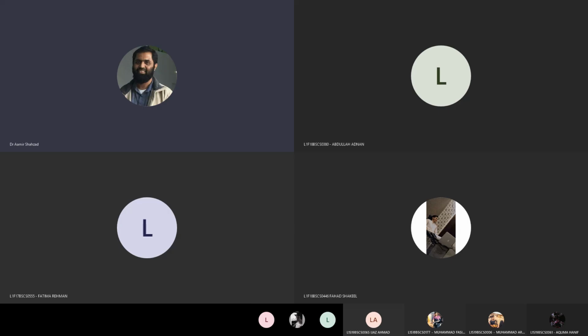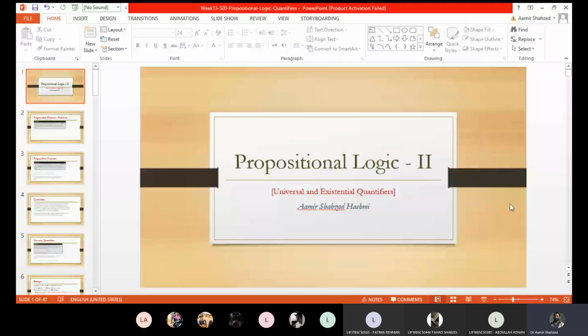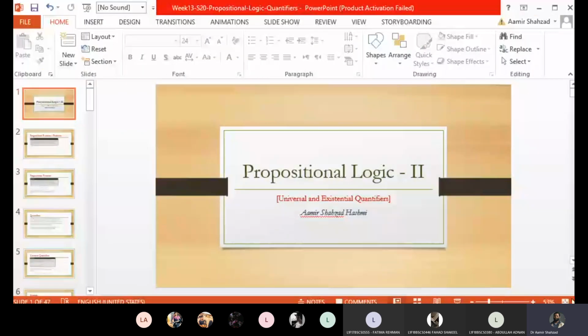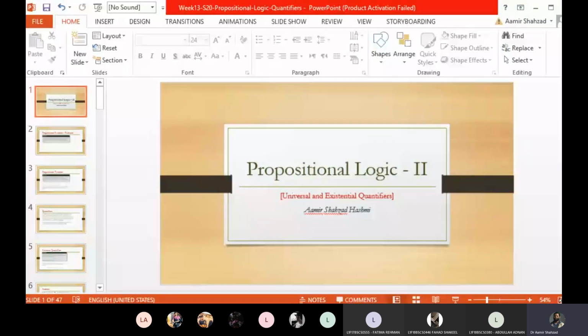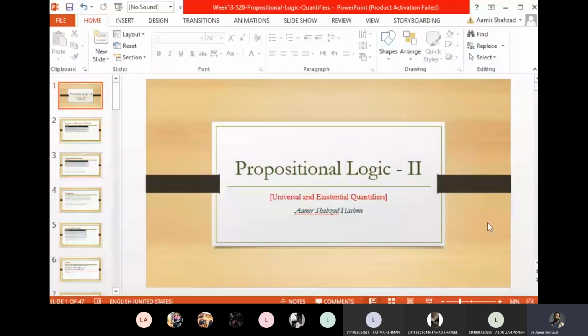Today we are going to discuss universal and existential quantifier. This is a continuation of our lecture last time about propositional logic. In the last lecture we discussed in detail about implication, its equivalence, its negation, bicondition, and different logical operations. Today we are going to quantify our propositional statements.